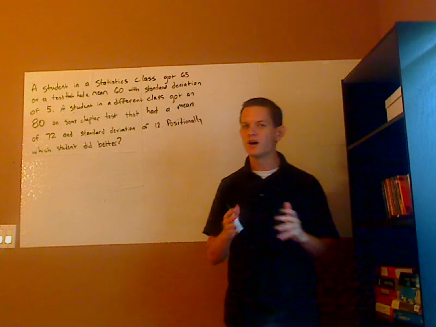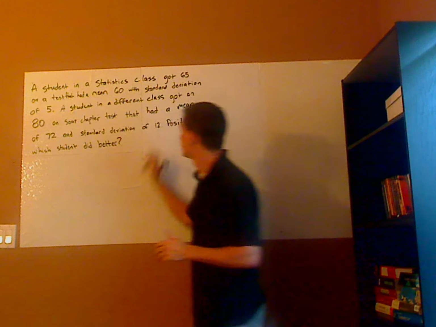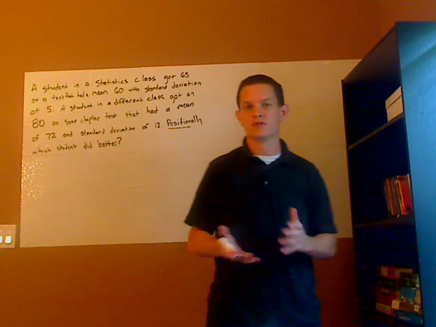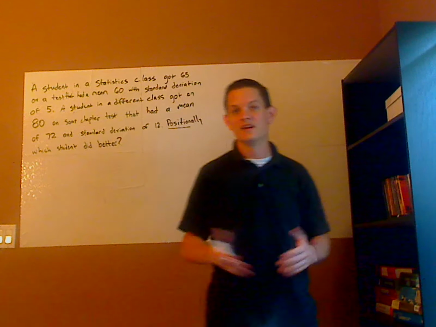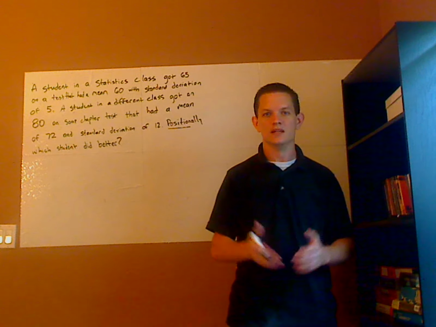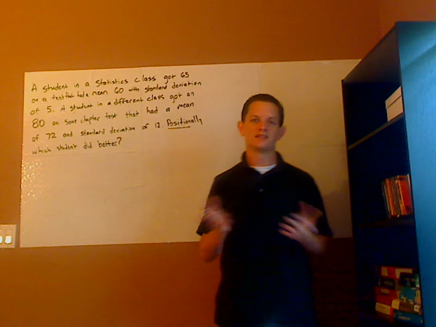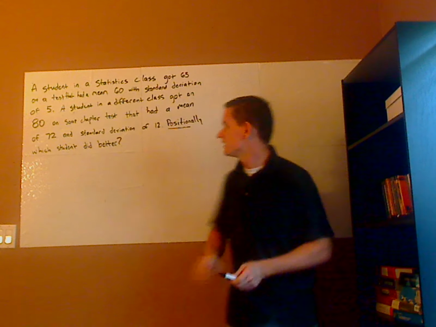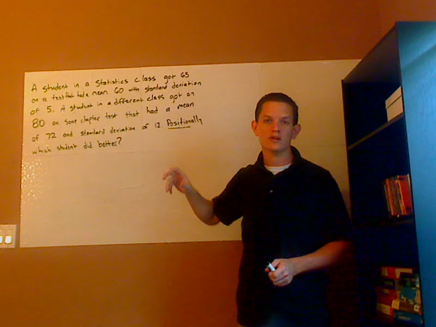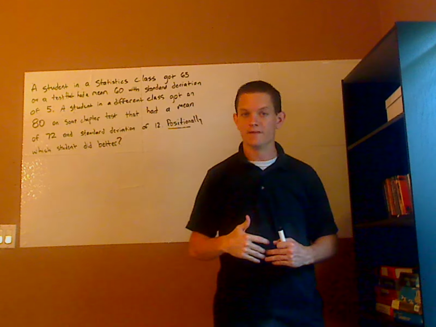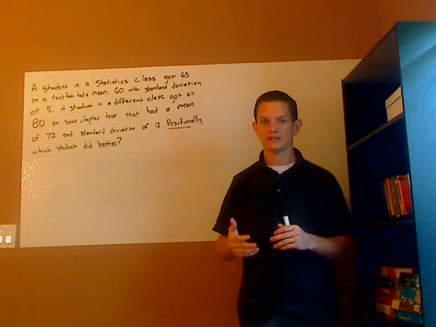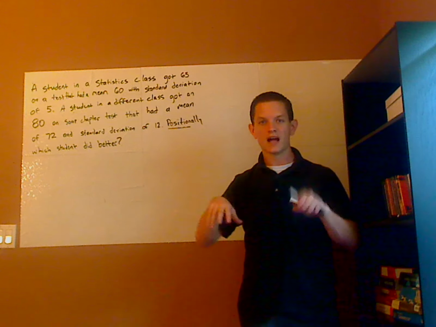Alright, when it talks about position, that kind of gives you a hint on what the problem is dealing with. It's dealing with measures of position. The measure of position would be z-scores or a standardized score. If I can standardize both of these scores, then I can compare the two, and whichever is larger, that student did better, relatively speaking, in relation to each class that the student's in.